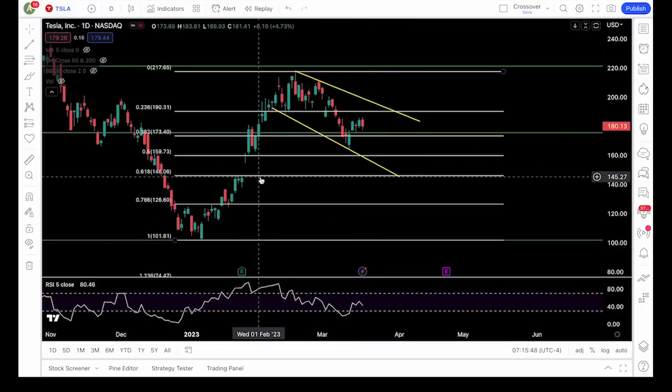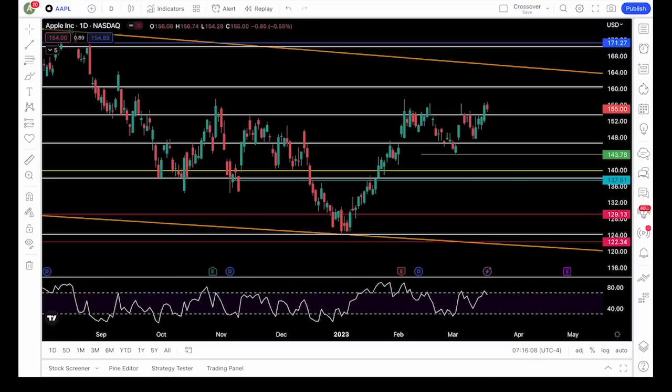And if that fails, we could go hit that 61.8 fib level at 146. There is a gap around there. The gap's at 144, so very close to the fib level. So very bearish if we start breaking down support, starting with 175.6.